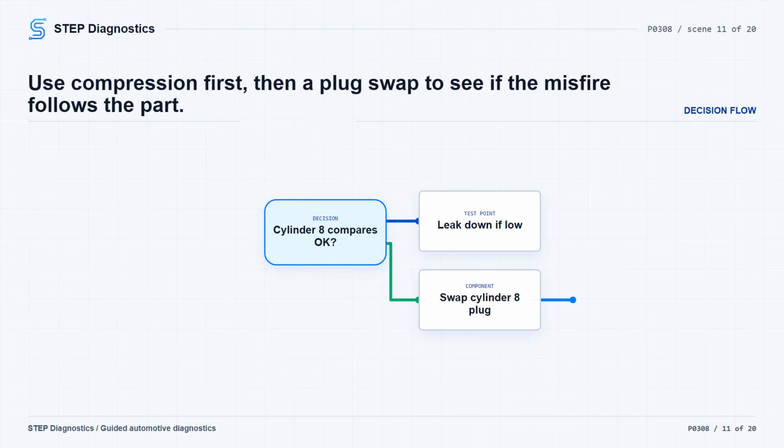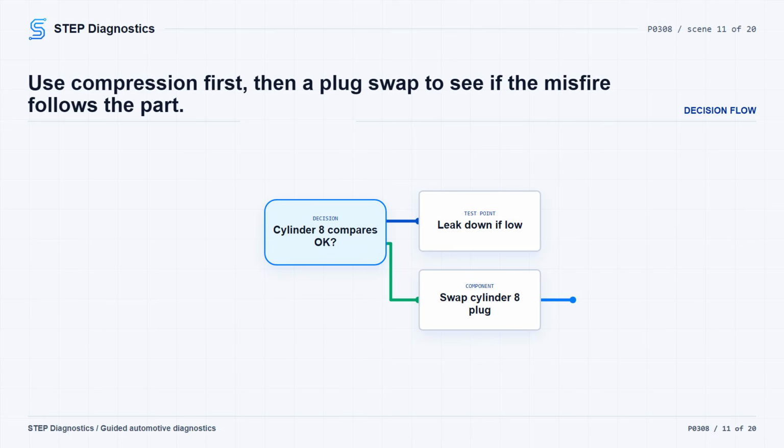Next, run a compression test on all cylinders and compare the known good cylinders against cylinder 8. A compression or valvetrain problem often shows up across operating conditions and usually has the highest misfire count on the affected cylinder.